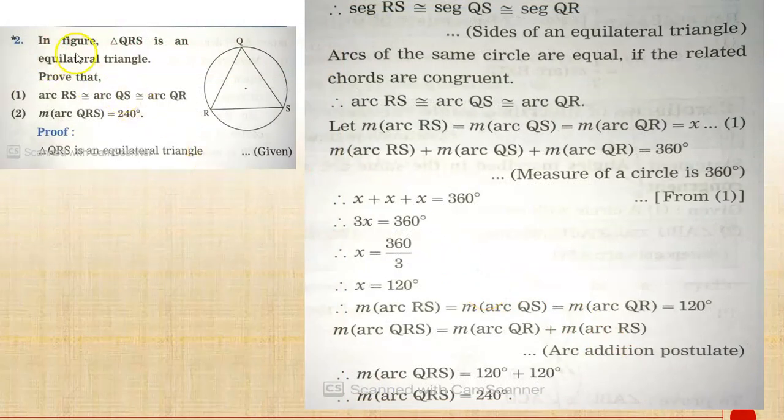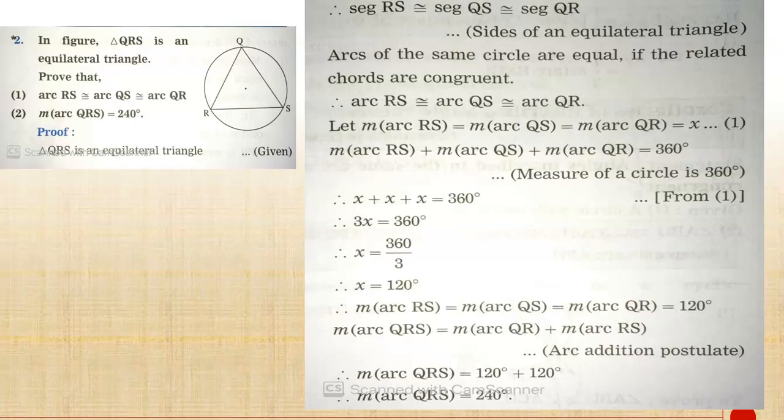Question number 2. In figure given alongside, in this particular figure, triangle QRS is an equilateral triangle. We have to prove that arc RS is congruent to arc QS is congruent to arc QR, and measure arc QRS is 240 degrees. Let us start.